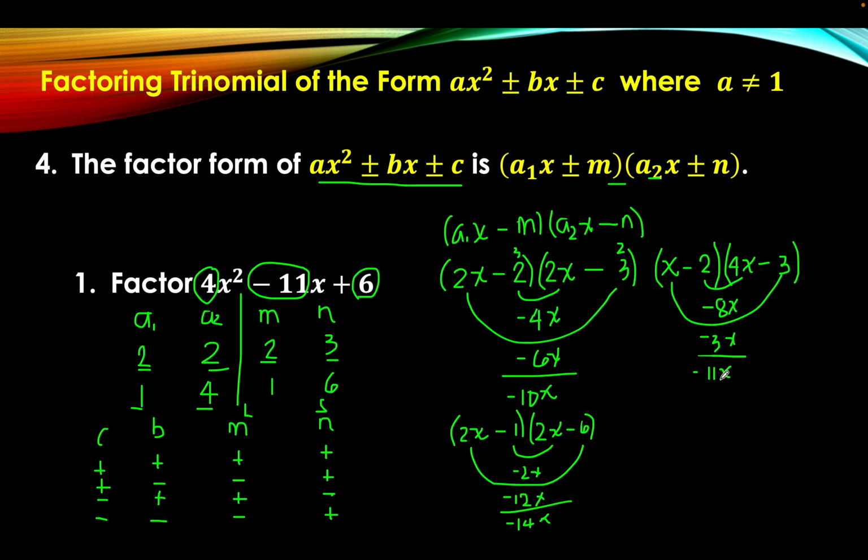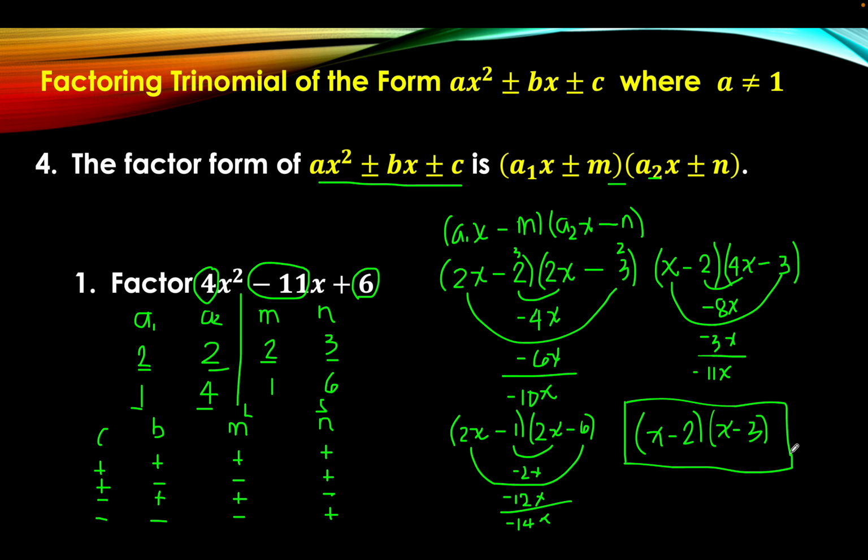and 6. Thus, the factors of 4x squared minus 11x plus 6 are the quantity x minus 2 times the quantity 4x minus 3. So this is by trial and error method. That's it. Earlier, we have solved the given trinomial by trial and error method.